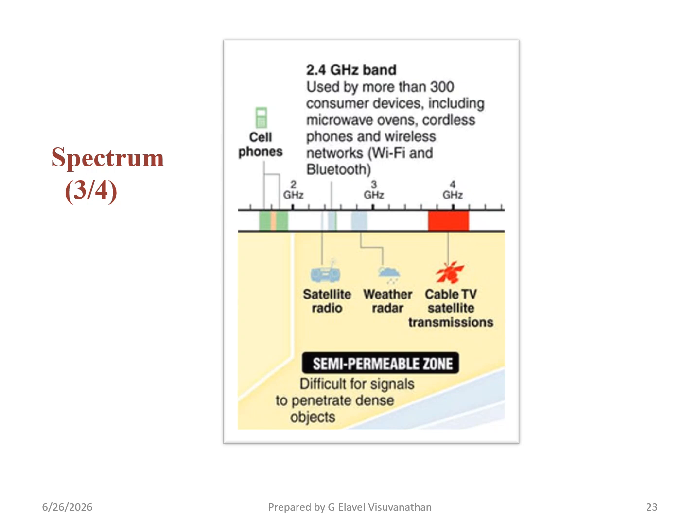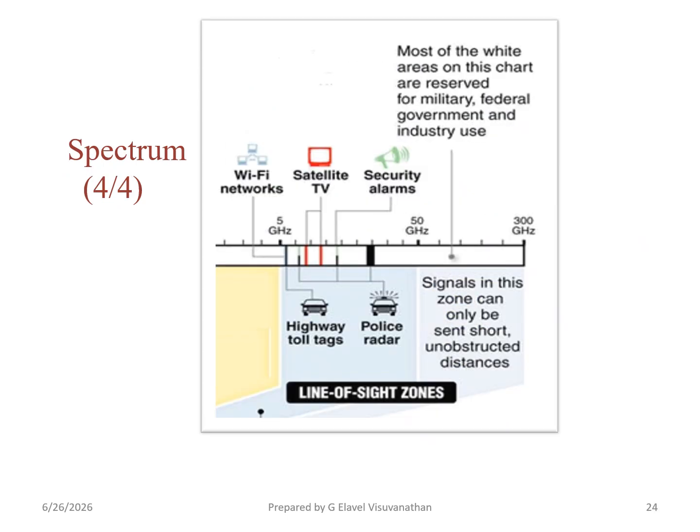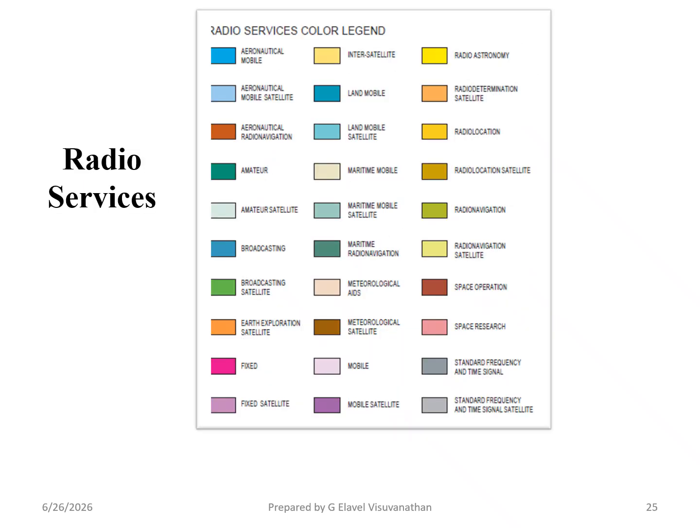Semi-permissible zone means it cannot penetrate. It can travel for a long distance. So this is the radio service color. So aeronautical is sky blue, intersatellite is light yellow, radio astronomy is dark yellow. So in this way here we are going to represent the color spectrum for various applications. That is nothing but radio.